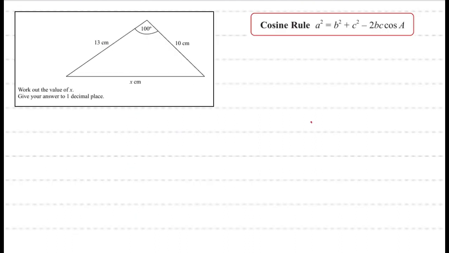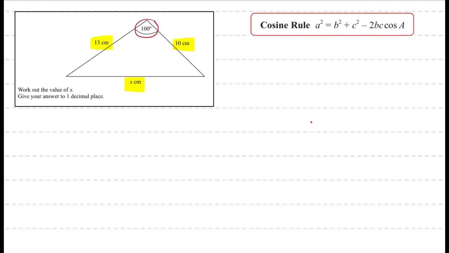An exam question. Work out the value of x and give your answer to one decimal place. The question that we always ask ourselves is, is the information given in the question enough for us to use the cosine rule? Recall that the condition for using the cosine rule was three sides and one angle. Here we have one side, two sides, and three sides, and one angle. Therefore, the answer is yes, the information is enough to use the cosine rule.